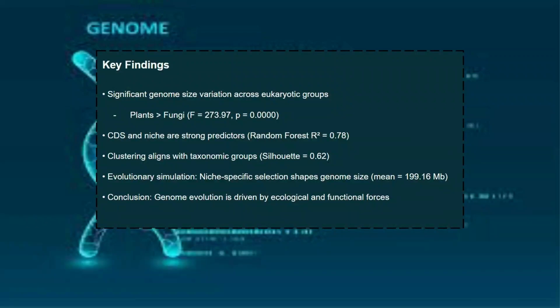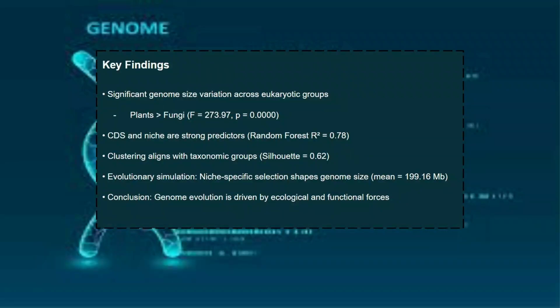Let's now summarize the core insights of our study. First, we confirmed that genome size varies significantly across major eukaryotic groups. For instance, plants tend to have much larger genomes than fungi, often due to phenomena like polyploidy and accumulation of non-coding DNA. Second, using machine learning, we identified CDS count, which reflects the number of protein-coding genes, and ecological niche as strong predictors of genome size. This reinforces the idea that both biological complexity and environmental context shape genomic architecture.